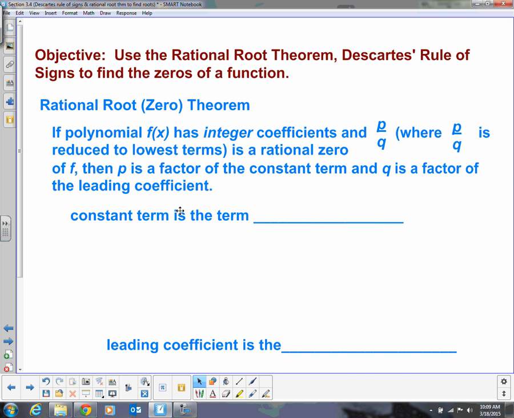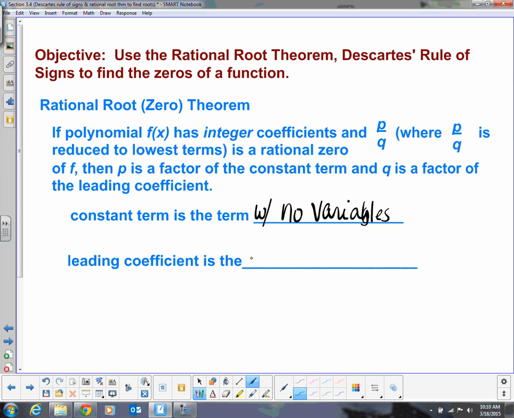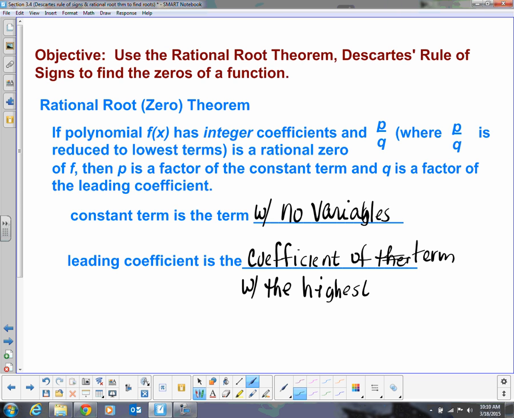The constant term is the term with no variables. That's a b. The leading coefficient is the coefficient of the term with the highest degree. Remember? We talked about leading coefficients before.